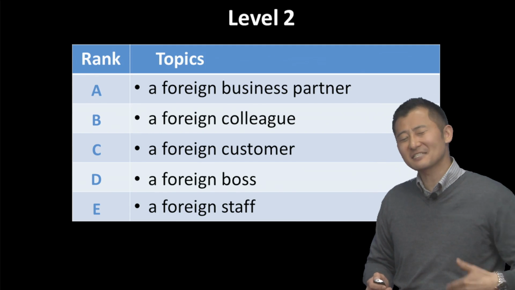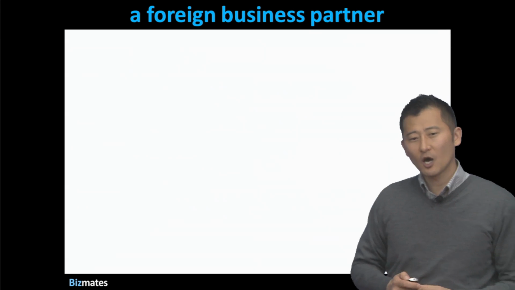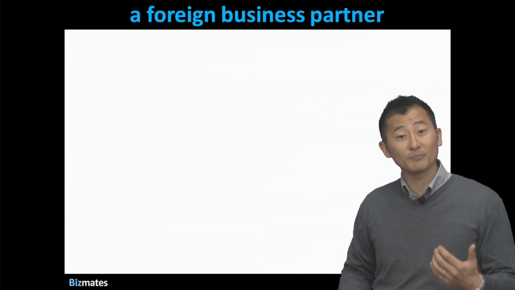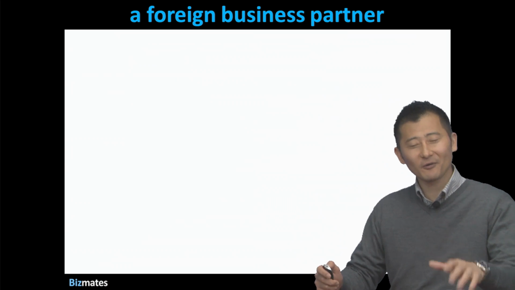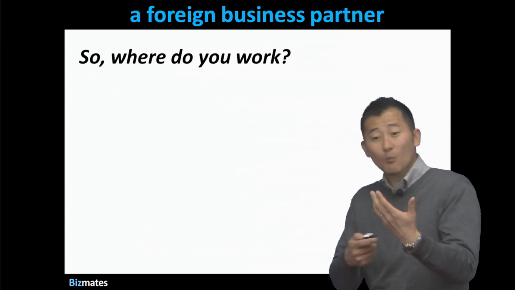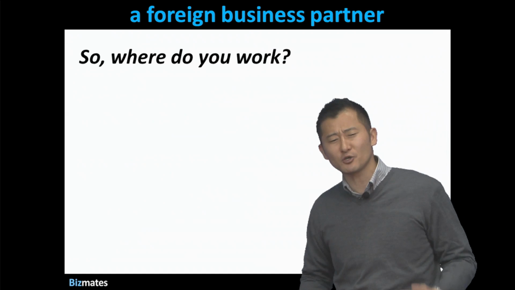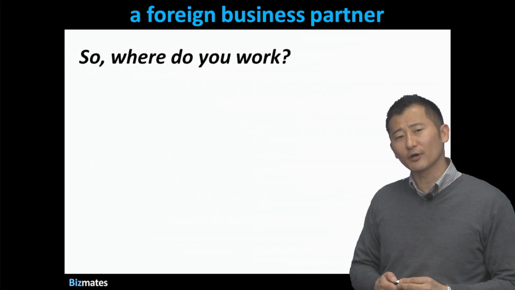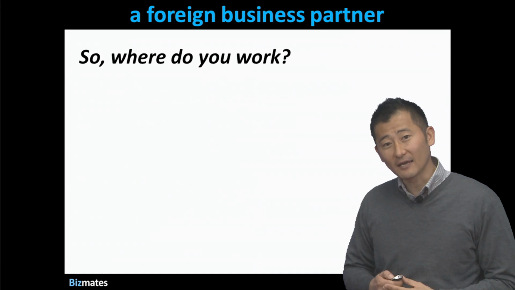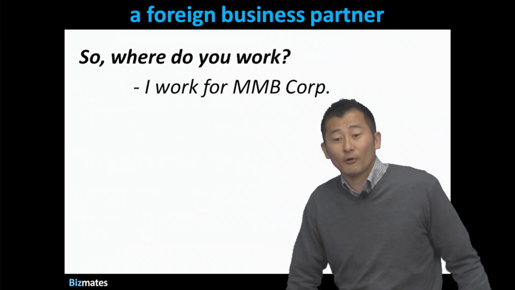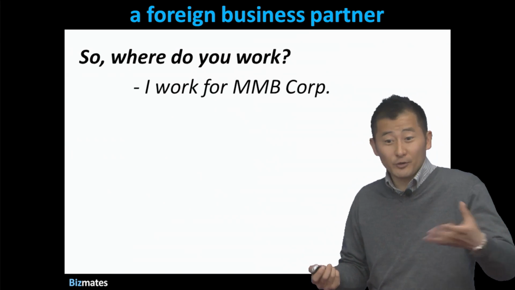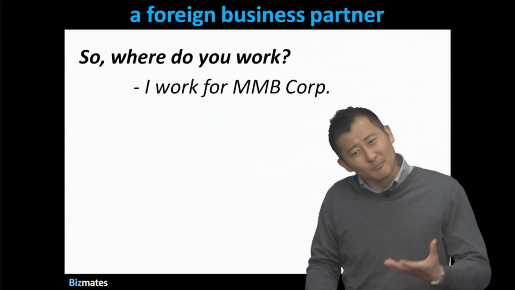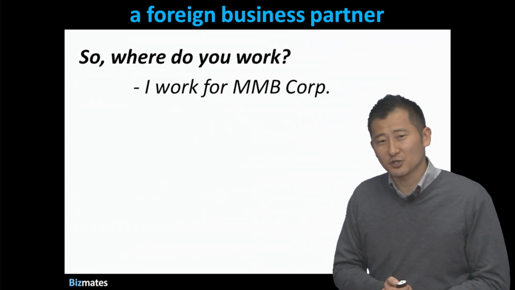So let's look at some examples first. Okay, communicating with a foreign business partner. Imagine you're at a trade show, okay, and you meet someone for the first time, and they ask you, so where do you work? What do you say? Well, I work for MMB Corp. Yeah, I mean, he's asking, where do you work? So I work for MMB Corp. But this is not really a good answer.